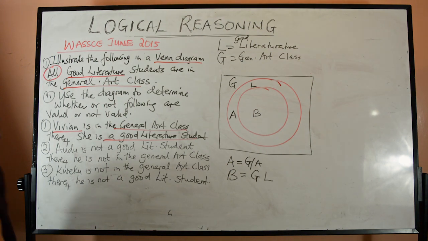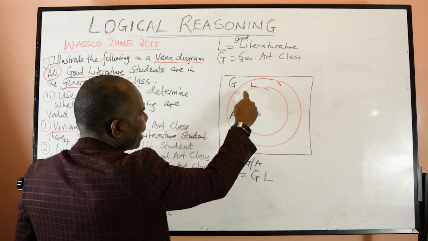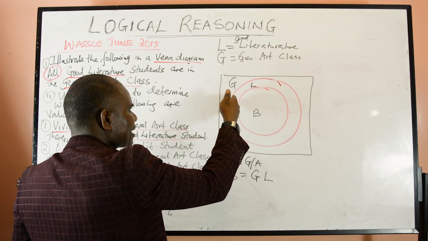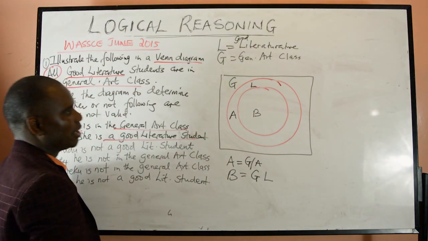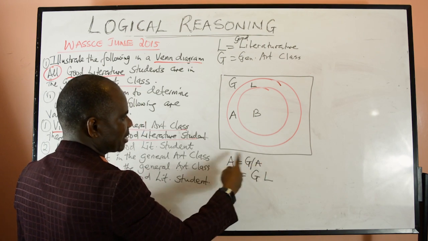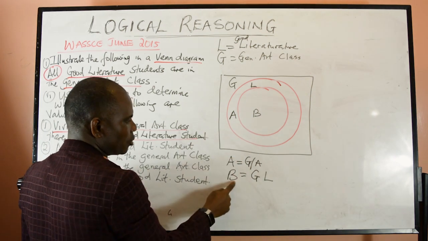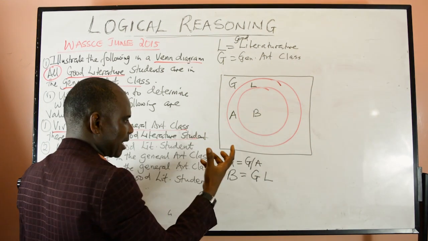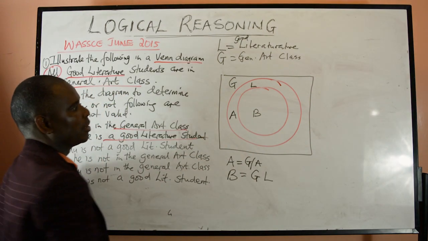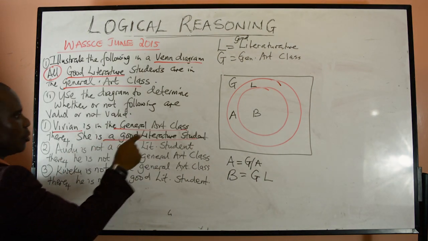That statement is supposed to be invalid because there is a portion outside the literature students which is inside the general art class, but they are not inside the literature student. Like A does not have literature students, but it is inside the general art class. Because I said inside the general art class, you have the two rooms A and B in there. So both of them are inside the general art class. But you can be inside the general art class and not be inside the literature class. So that statement becomes invalid.